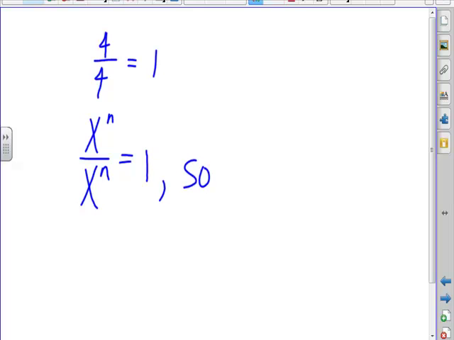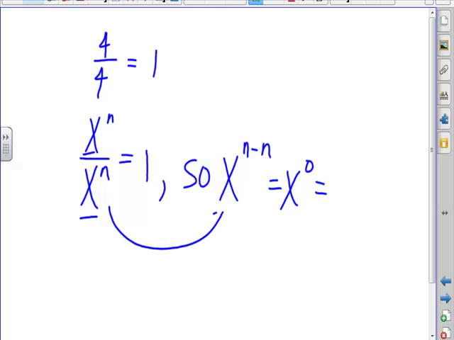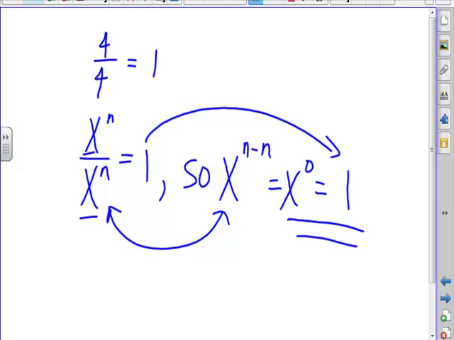So, using the laws from the last section, if we notice we have the same bases and we're doing division here, x to the n divided by x to the n has to be equal to x to the n minus n. And x to the n minus n is x to the 0, which we've already agreed that these two guys are the same. And so if this guy equals 1, then so does this. And so here you have it. Anything to the 0 power is equal to 1, except, strangely enough, 0.